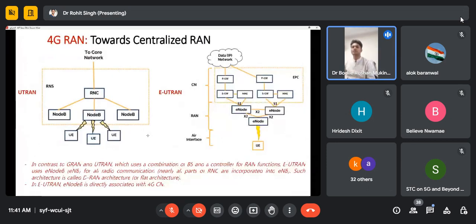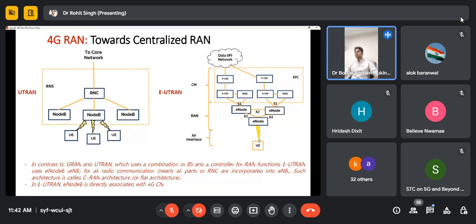Yeah, now coming to the next generation RAN, that is fourth generation, towards the centralized RAN. So this is the best example where we have moved towards the centralized RAN. So fourth generation RAN, which is also known as enhanced UTRAN, is another big step towards the centralized RAN, I could say. So here we are getting some more essential things.